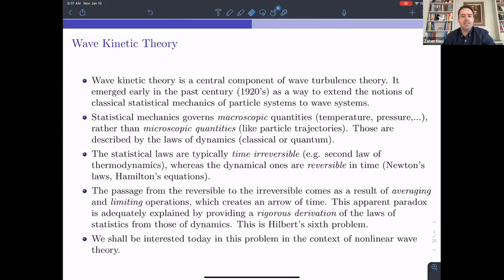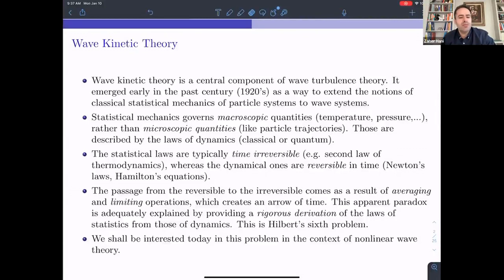It also creates this apparent paradox that you are starting from reversible first principles and you're getting something that is irreversible, that could be adequately explained by giving a rigorous derivation of the laws of statistics from those of dynamics. And this is Hilbert's sixth problem in essence, if you think about it. So this puts us exactly to the topic of our talk. We will be interested in this Hilbert's sixth problem in the context of nonlinear waves.